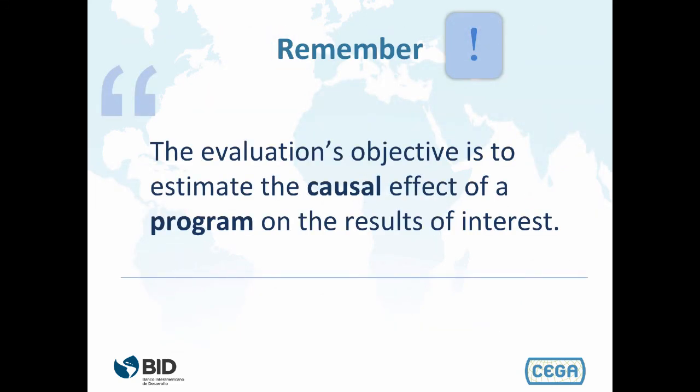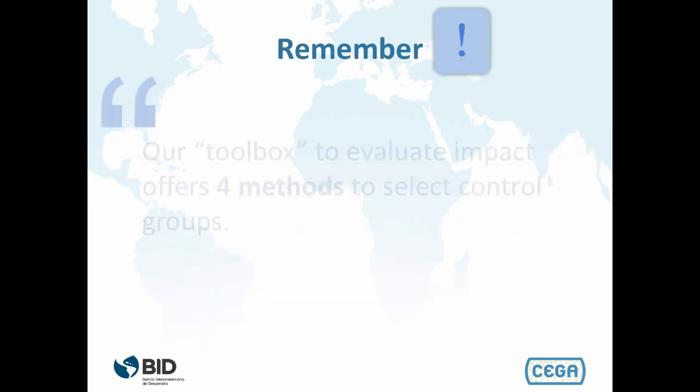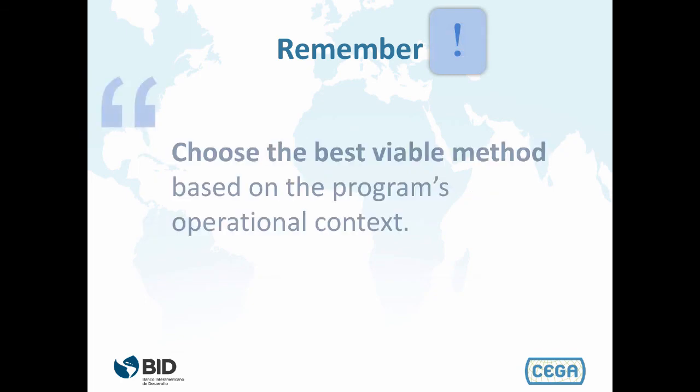Remember, the evaluator's objective is to estimate the causal impact of a program on the result of interest. To measure the impact, we need to estimate the counterfactual. What would have happened if the program did not exist? This is why we use control groups. We use control groups to get a better estimate of the counterfactual. Our toolbox to evaluate impact offered 4 methods to select a particular control group. We want to choose the best viable method based on the program's operational context.